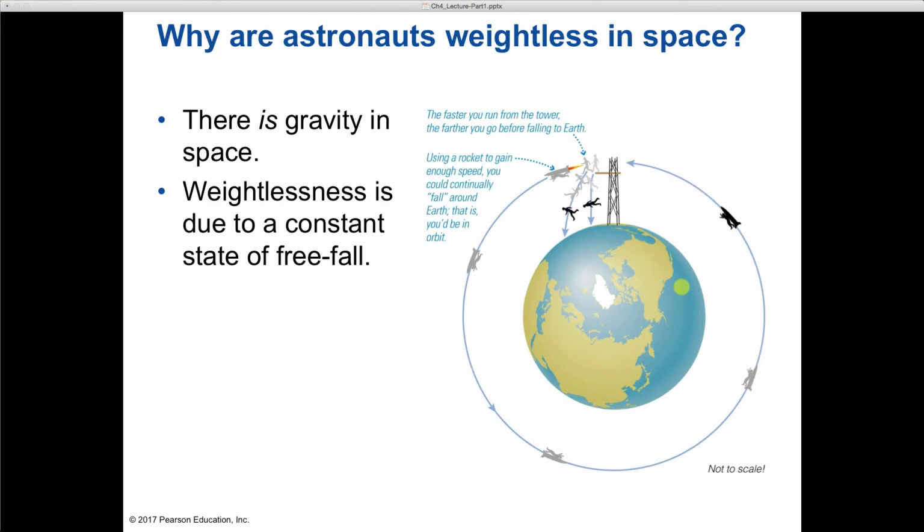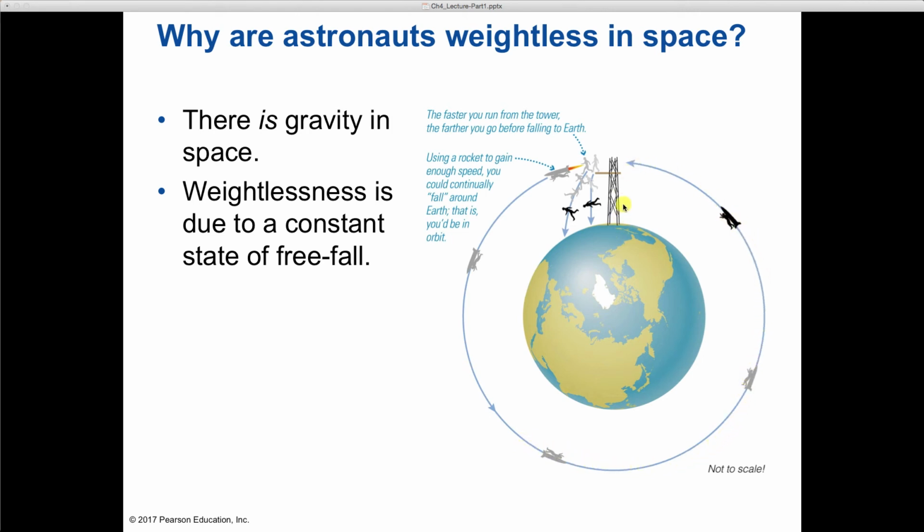And then weightlessness in space. Why do astronauts experience weightlessness in space? Well, it's not because there isn't gravity. There is gravity. When you're in a rocket, that rocket is orbiting the Earth. When you're in a satellite or the space station, for example, it's orbiting the Earth. That orbit can be considered as a continuous free fall. That rocket is continually falling toward the Earth, but it's just traveling fast enough that as it falls, it can go around the Earth. It keeps missing the surface.